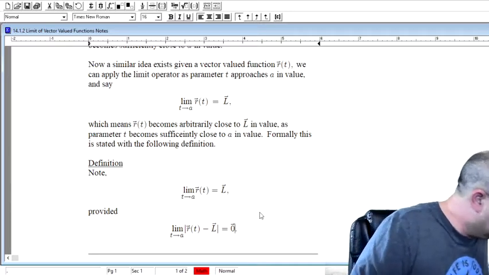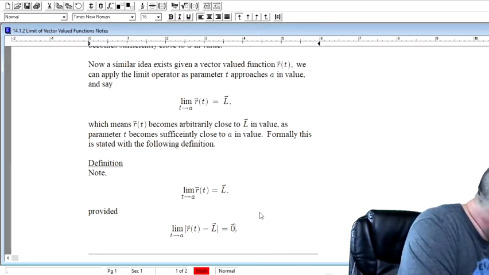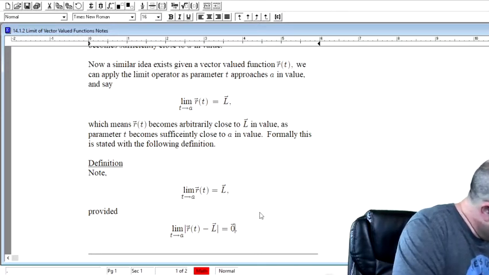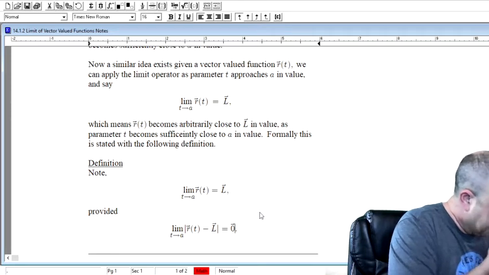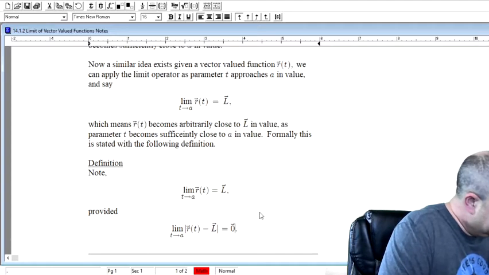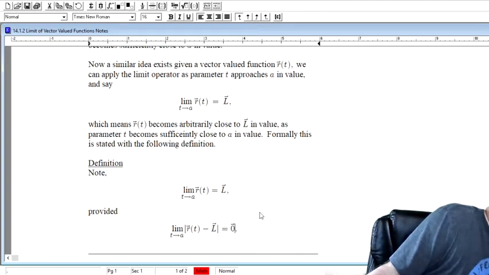Let me just double check that. Keep in mind, our book does not use the bar notation. The book has a scalar value of 0. But I'm questioning the authenticity of that, the accuracy of that.